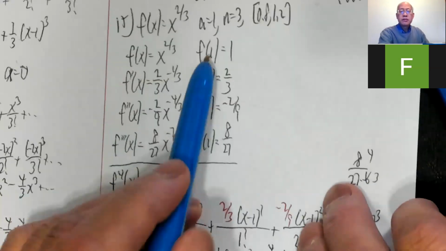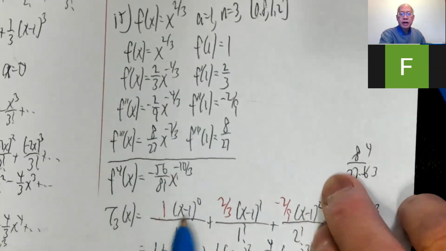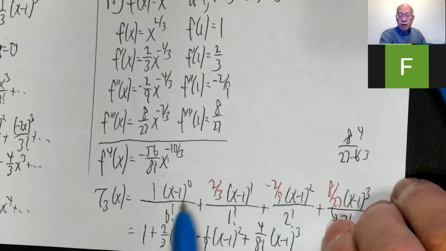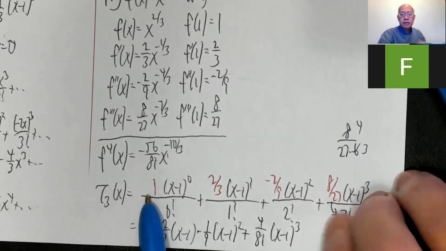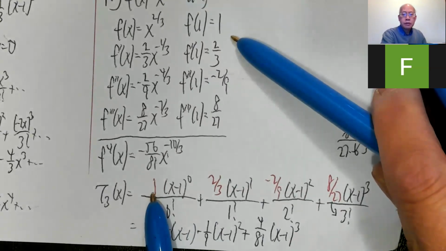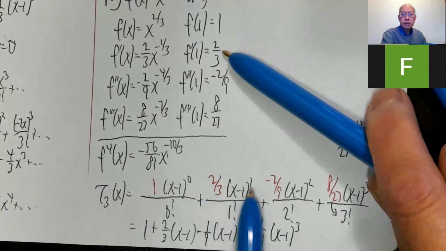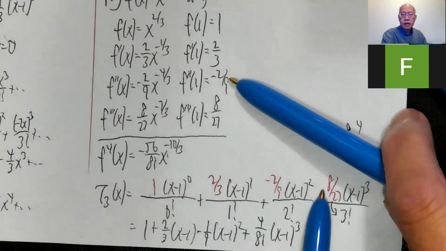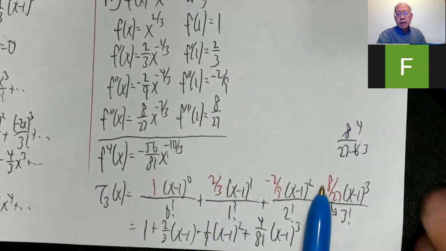All right, so these become the D part. Again, the E and the F in black are predetermined. The red stuff is what I put in. So 1 goes here, 2/3 goes here, -2/9 goes here, 8/27 comes here. Just clean it up.